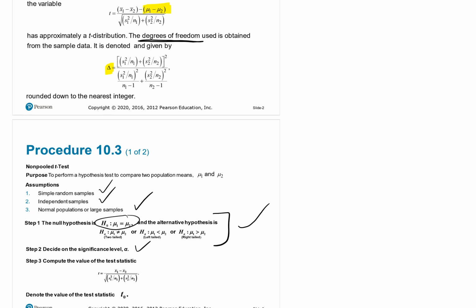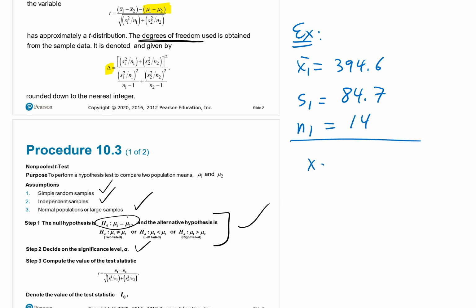So let's see what they usually give us to work on a problem. Let's look at an example. They give us two samples. The first one has a mean of 394.6, sample standard deviation 84.7, and sample size of 14. For the next one, x2 bar, s2, and n2 are 468.3, 38.2, and 6.